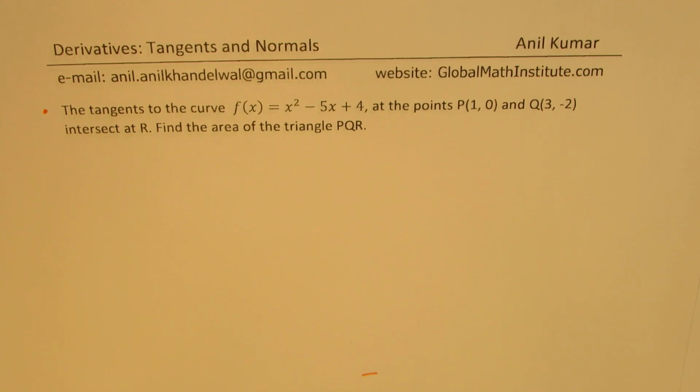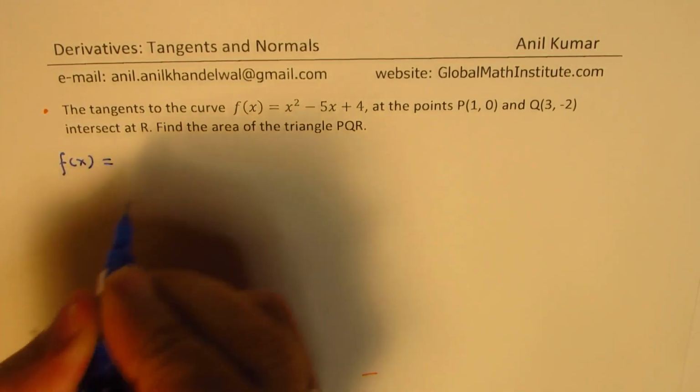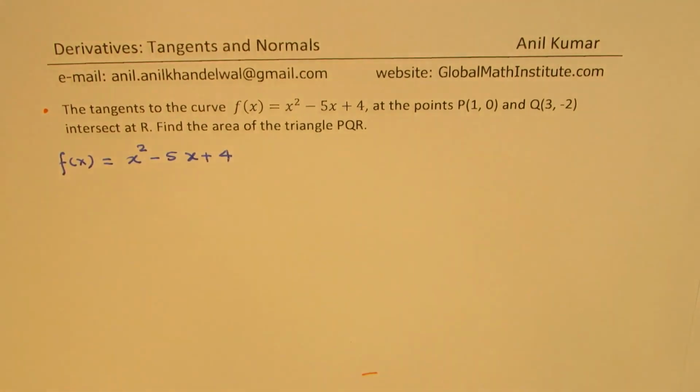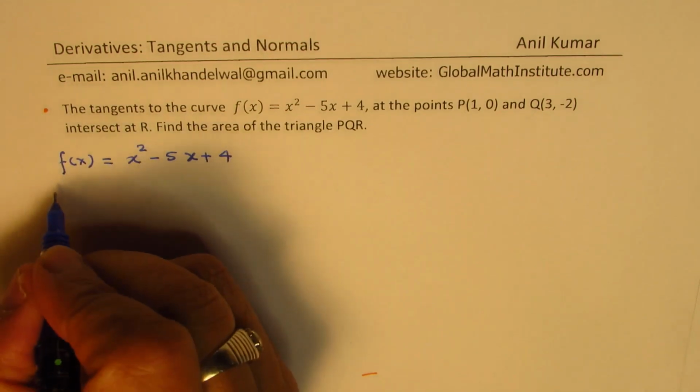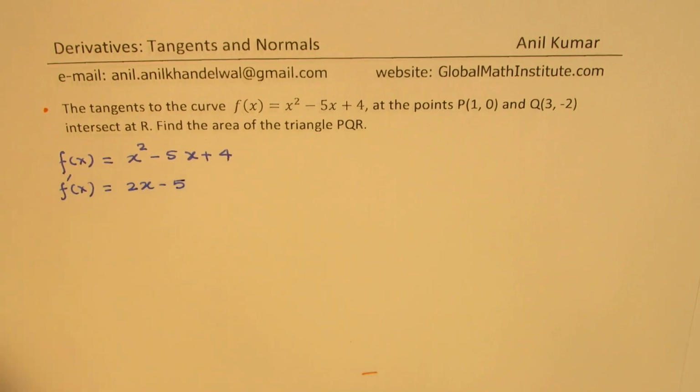The question here is: the tangents to the curve f(x) = x^2 - 5x + 4 at points P(1, 0) and Q(3, -2) intersect at R. Find the area of the triangle PQR. So we are given the function f(x) equal to x^2 - 5x + 4. To find the tangent's equation, we have to first find the slope at the given point, right? So let's find the derivative first. The derivative of this function is 2x - 5.